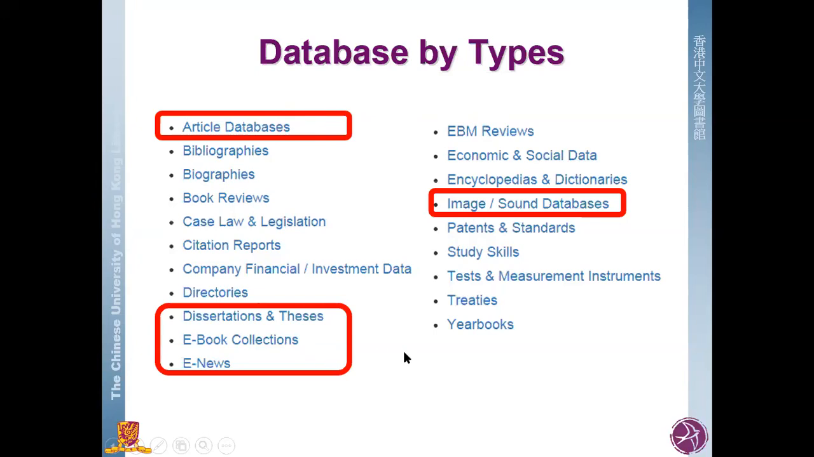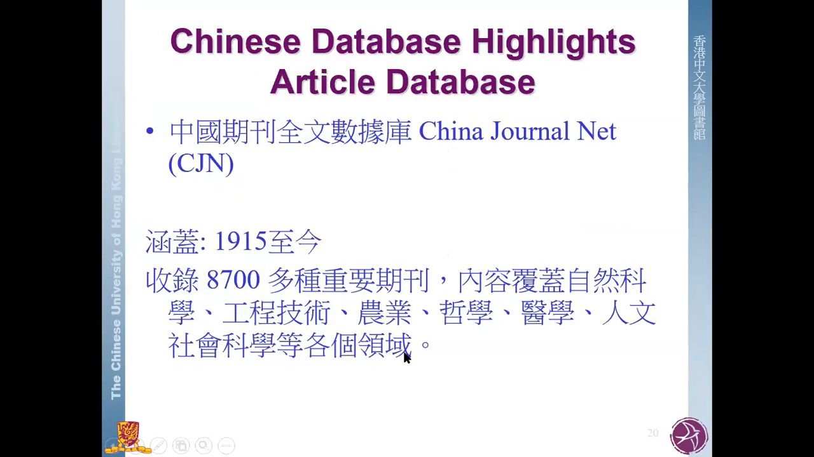Okay, let's move on. So the first article database I want to share with you today is called CJN, 中国期刊全文數據庫, which is a very important Chinese database that we have. Its coverage starts from 1915 and is a multidisciplinary one. So it covers lots of different area and subject area.